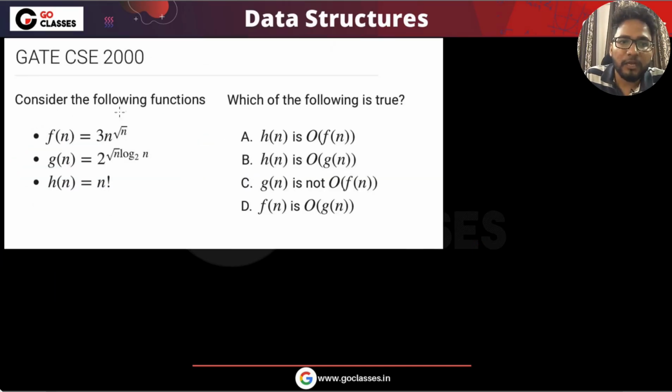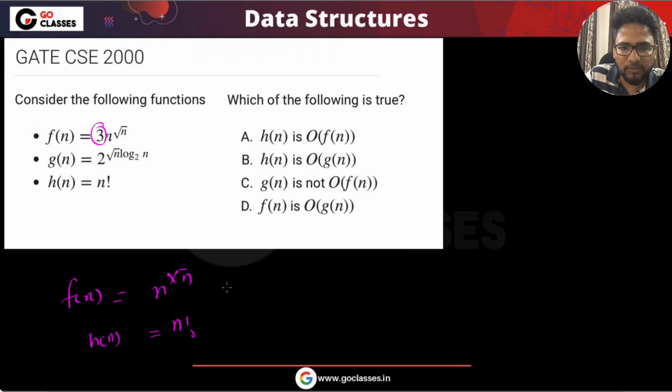Let's see this. Consider the following functions. Which of the following is true? These are the three functions that are given to us, and they are asking us to compare. Let's just compare fn and hn first. See, this 2 and 3 are just constants, so let's just ignore them. So this is fn, which is n power root n, and let's compare between hn and this.